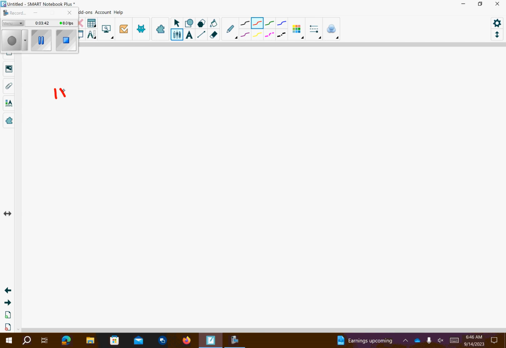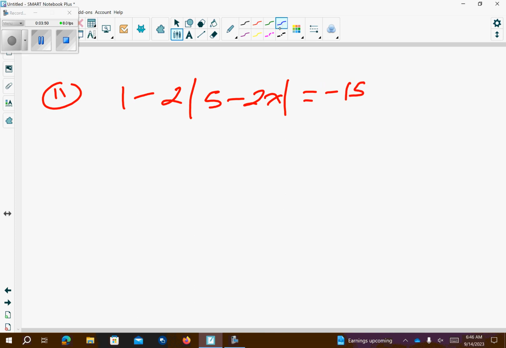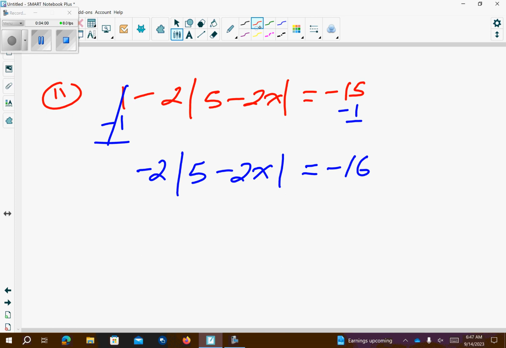Number 11, we have 1 minus 2 times the absolute value of 5 minus 2x equals negative 15. So let's move this over. Those cancel. Negative 2 times the absolute value equals negative 16. Let's divide both sides by negative 2. Those cancel, so I get the absolute value of 5 minus 2x is equal to 8.